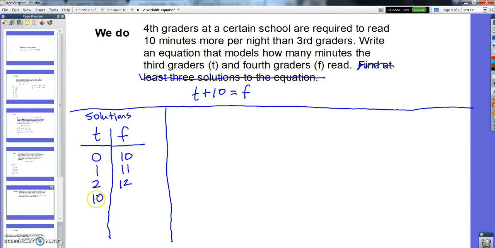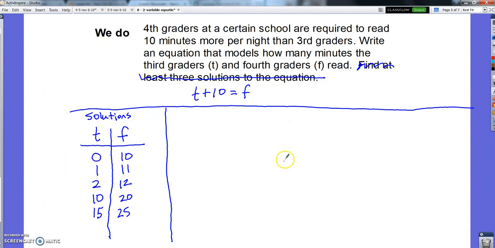Maybe I'll skip down and say 10. If 3rd graders read 10 minutes, that means 4th graders read 20 minutes. And maybe one more. If 3rd graders read 15, 4th graders read 25. And so on. I'm not saying that's all the possible solutions. I'm just listing some. These show me the same information I figured out yesterday. It just shows me it in a different way.